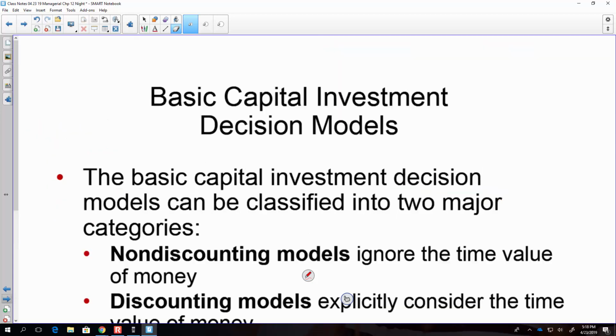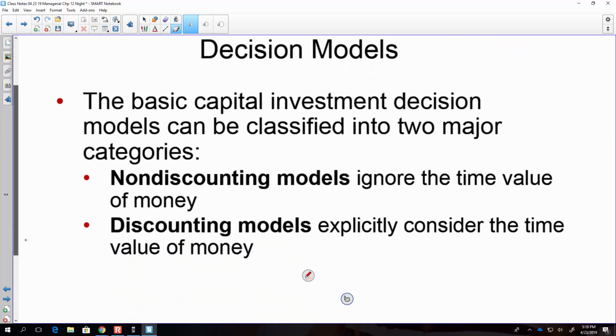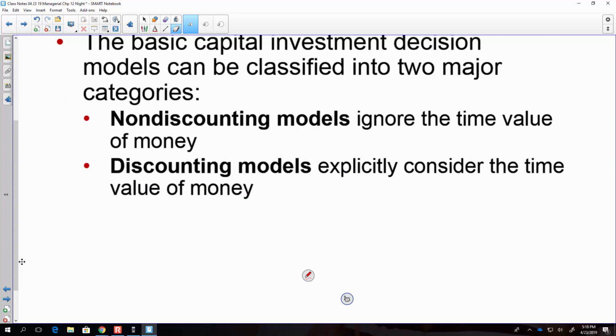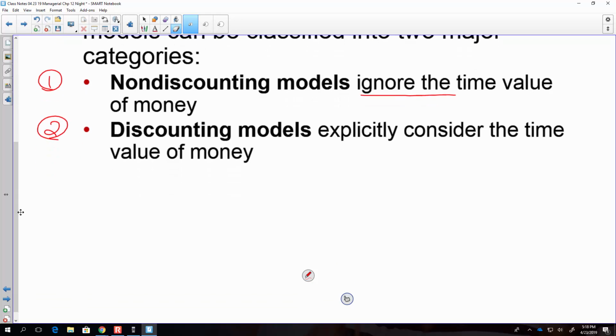Page 648 then has us look at two different types of models for choosing a good project to invest in. The first one is non-discounting, and all that means is that we ignore the time value of money. The other model is discounting.